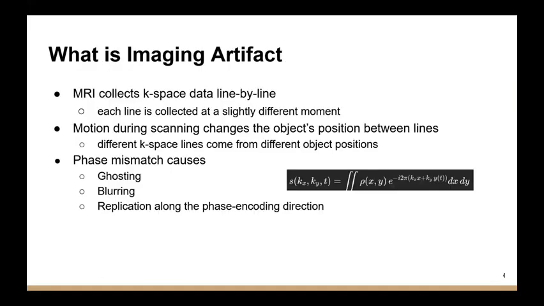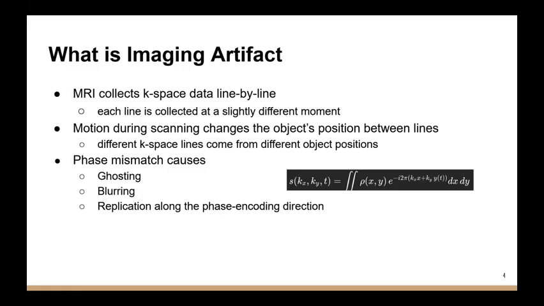We'll now look at the underlying mechanism behind motion artifacts. MRI collects K-space data over time, one line at a time. That means that each line is acquired at a slightly different moment in time. If the patient moves during the scan, some of those lines now represent the anatomy in a different position than the others. This creates time-dependent phase errors.